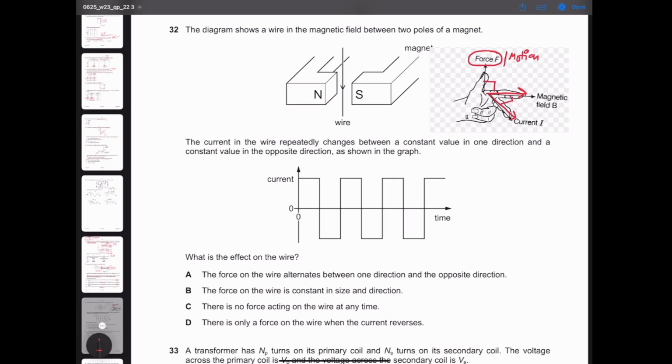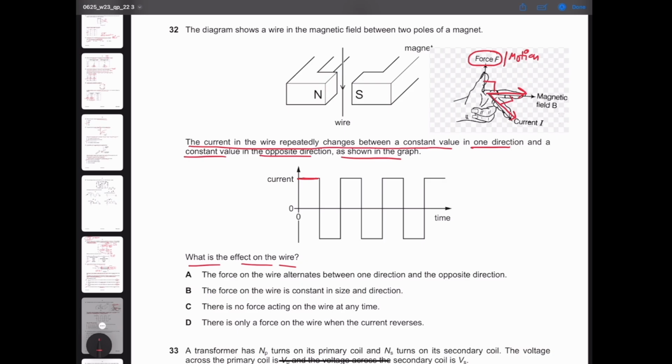All right. The current in the wire repeatedly changes between a constant value in one direction and a constant value in the opposite direction, as shown in the diagram. What is the effect on the wire? See, if current is constantly changing, you can say current is constantly going up and down.